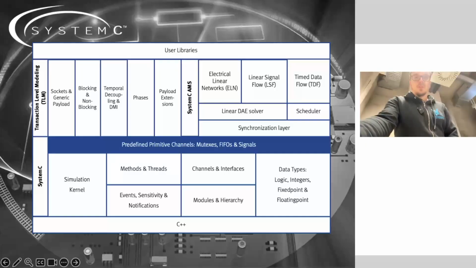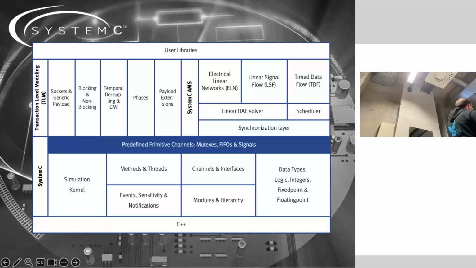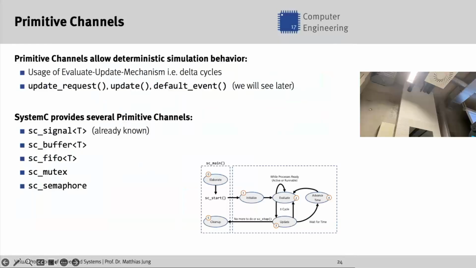Yeah, okay. So, welcome back to our lecture about virtual prototyping. Last time we stopped with the topic of primitive channels, and we learned that there exist already some of those, and they always interact with the SystemC kernel. You remember this delta cycling loop where we have the evaluate phase and the update phase.